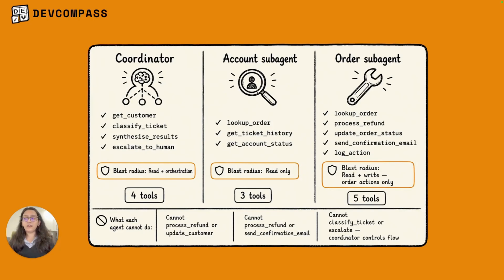Now, there's a blast radius table in the end. Coordinator, read plus orchestration only. Account sub-agent, read only. Order sub-agent, write plus read. Scoped to order actions. So total blast radius for any single sub-agent is always less than the full toolkit. So the walkthrough after this will give you 12 tools and asks you to do this assignment yourself. So now you've kind of seen a worked solution. So that was just some help from my end.